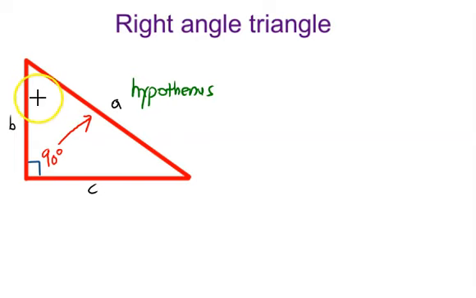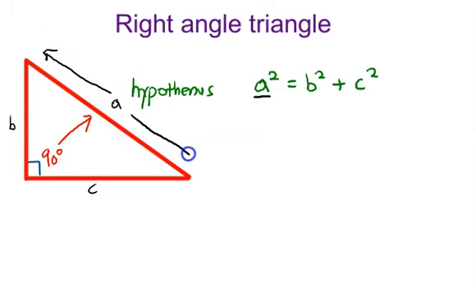Okay, now for example, we will have here side B and also side C. So the formula that we are going to use for Pythagoras theorem is A square equals B square plus C square. So this is the Pythagoras theorem, and always make sure that the A here belongs to the longest side of the triangle, which is called the hypotenuse, and which is opposite to the 90 degrees. Okay, so this is the formula.